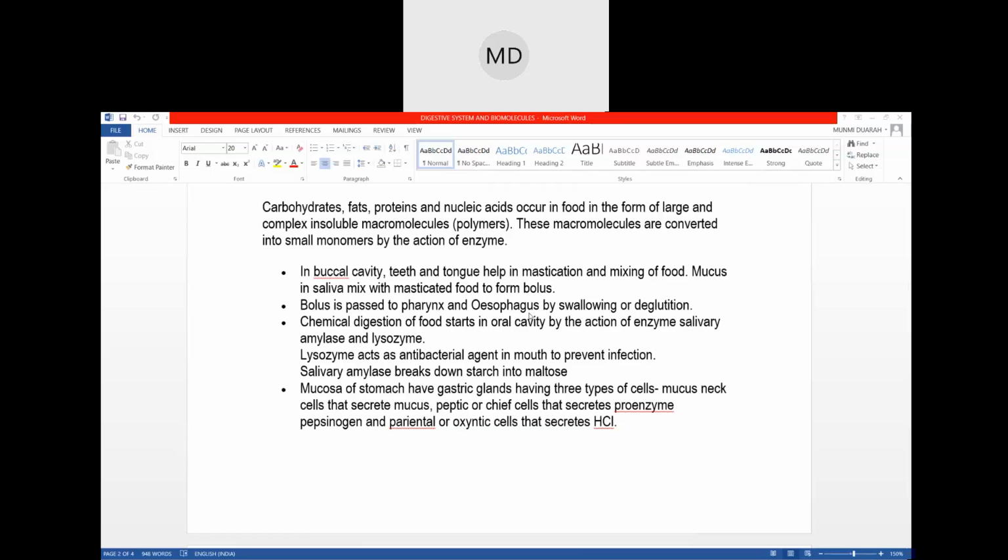Often we don't chew our food enough, but it is advised that you chew your food many times before swallowing it. And when you do that, you have fewer chances of accumulation of gas in the abdomen, and indigestion and stuff like that.